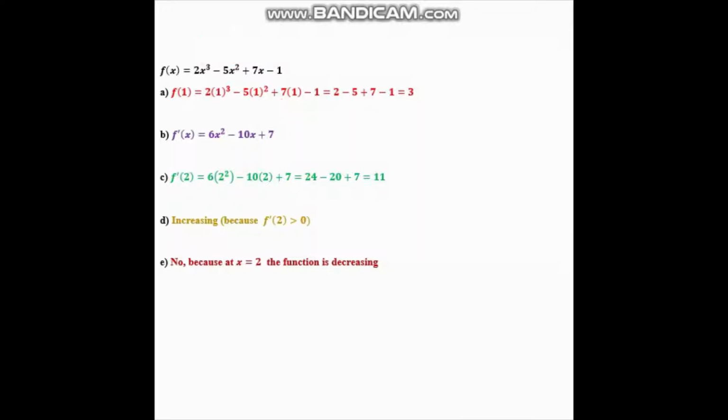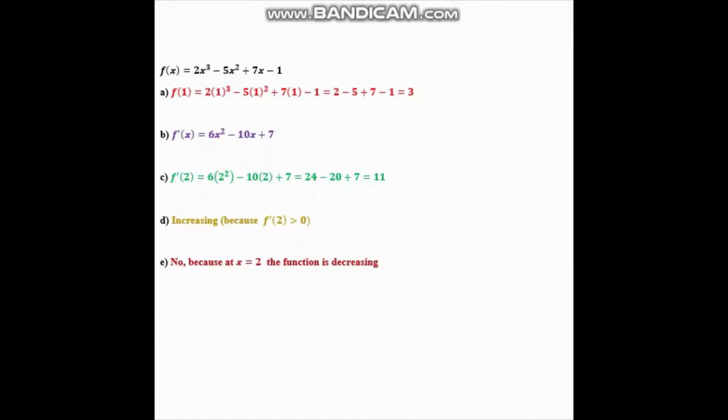Next, I'm required to find f dash of x, which is the derivative of this function. So 2x cubed gives me 6x squared. I multiplied the 3 by the 2 to get the 6, and the power is reduced by 1, so the 3 becomes a 2.